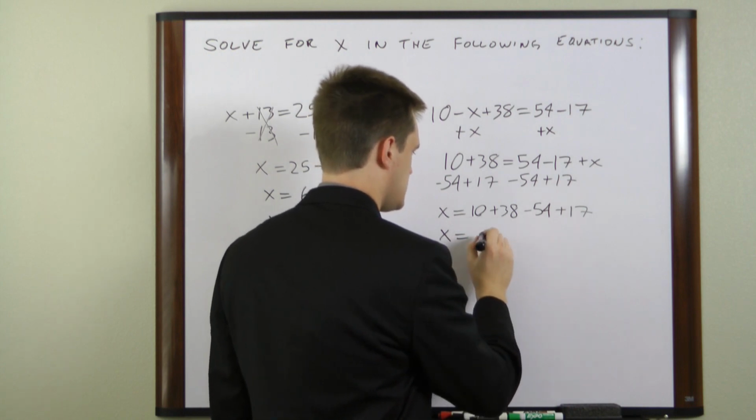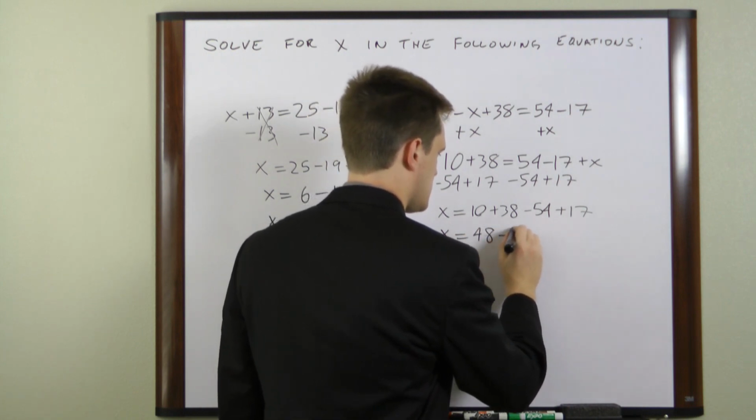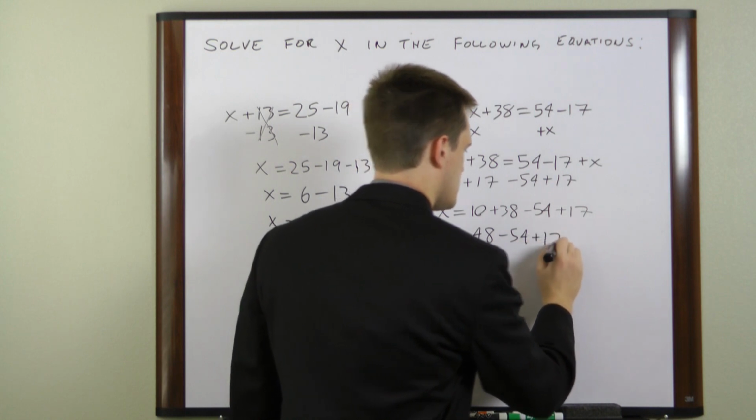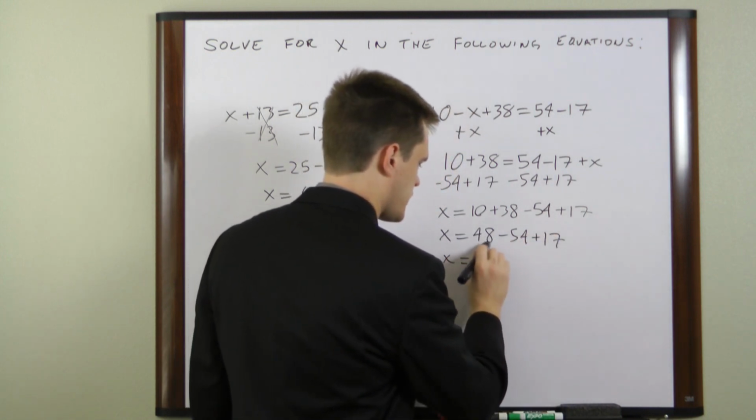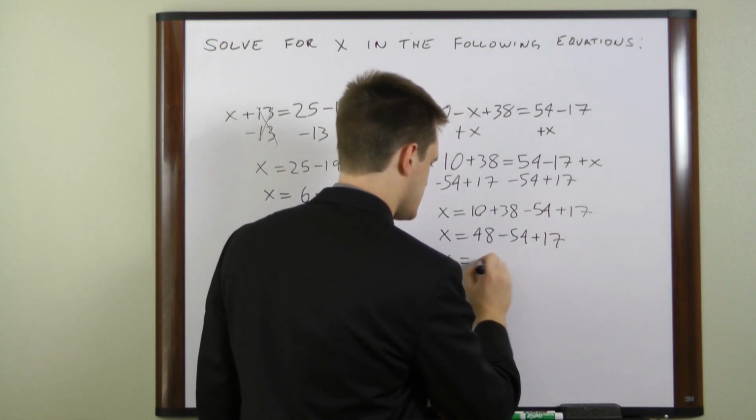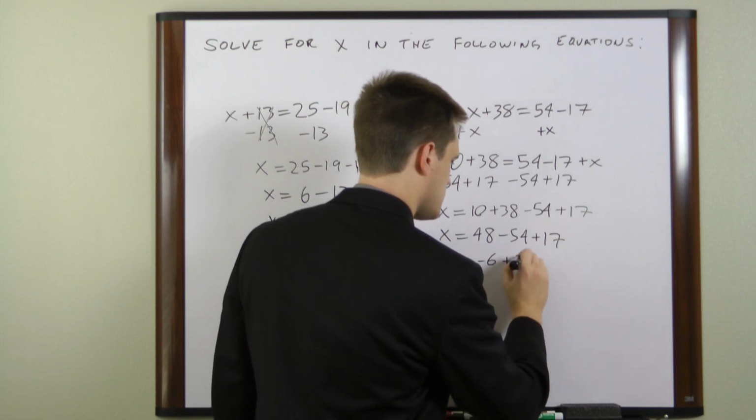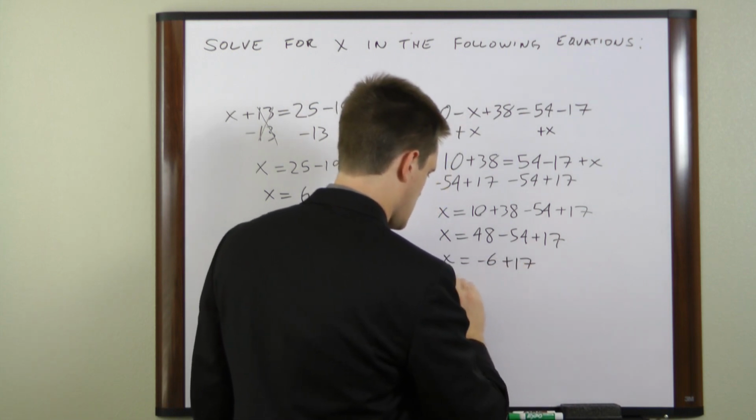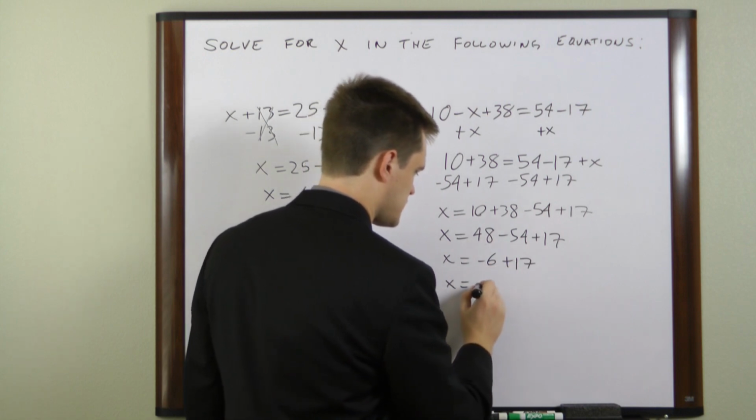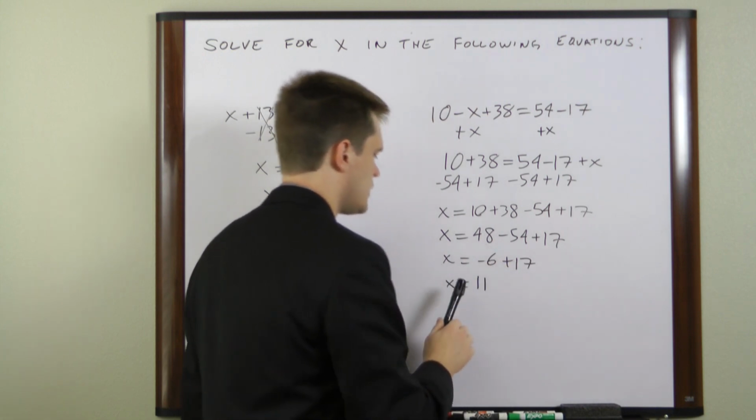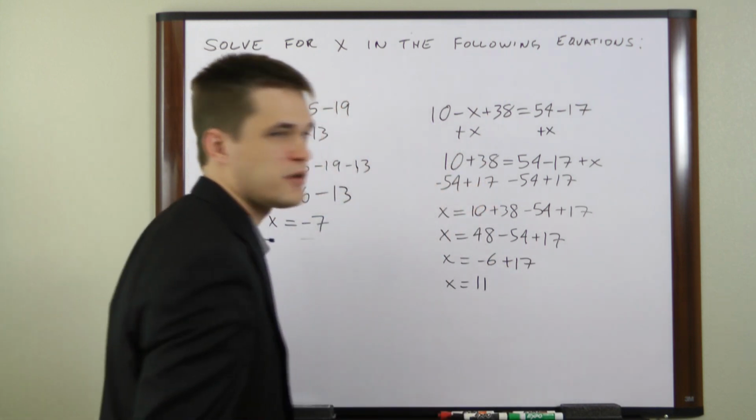10 plus 38 is 48. 48 minus 54 is negative 6. And negative 6 plus 17 is 11. So in this equation, x equals 11.